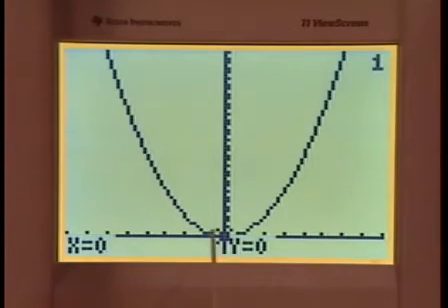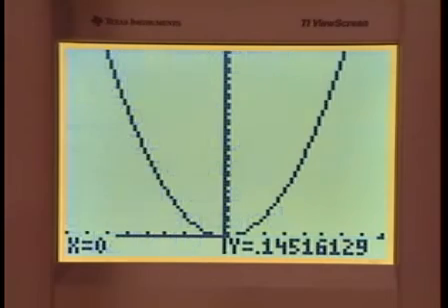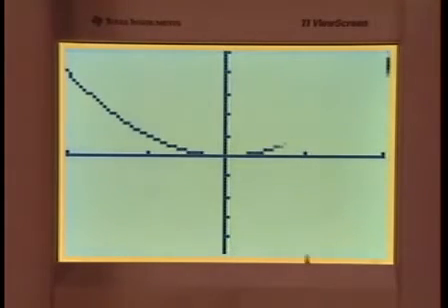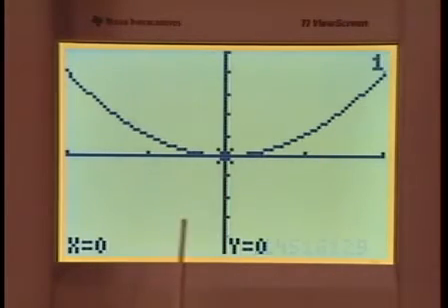Lastly, what I'd like to do is zoom in around here. So let's go to zoom, select 2 for zoom in, and let's do that. I'd like to just show you that the function stays right above the x-axis except at 0. So it comes down to the x-axis and then goes back up but never goes below.